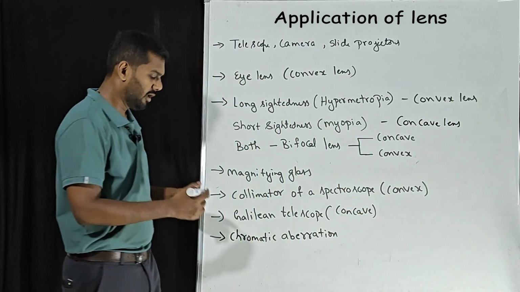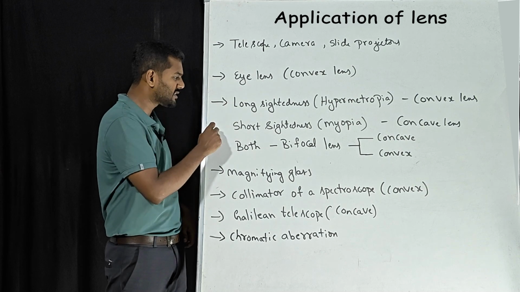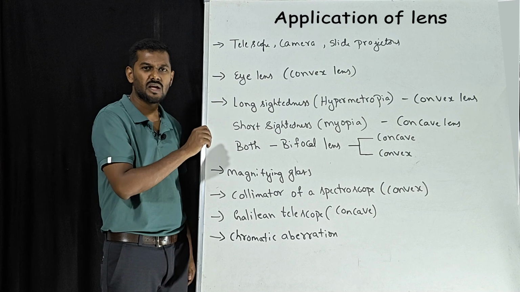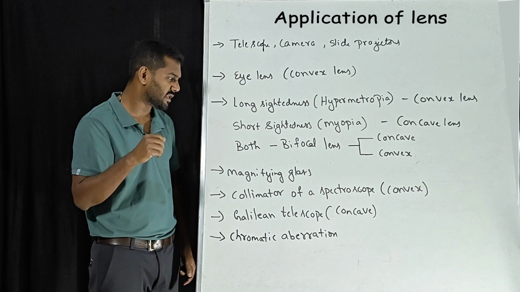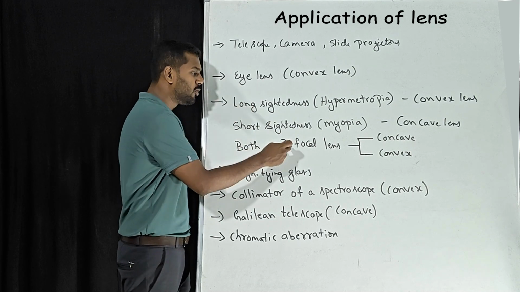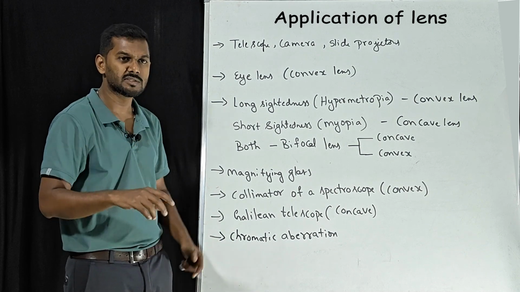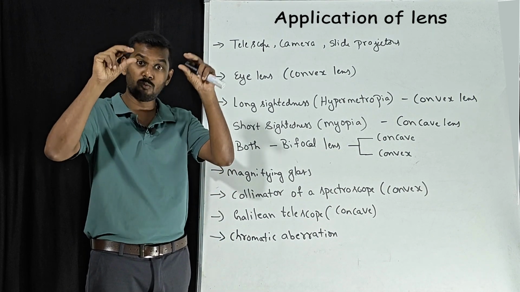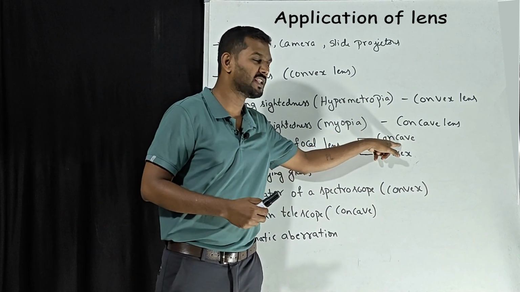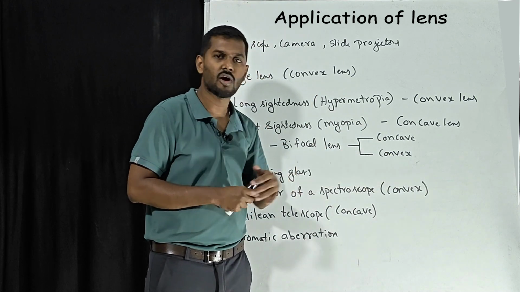After getting older you may get both long sightedness as well as short sightedness. These are not diseases, these are the problems we have in our eyes, correct? So as you grow older you may get both. Then we are going to use bifocal lens. Bifocal lens means in the same spectacles you have both the lenses. The upper part is concave, the lower part of the spectacles is convex.